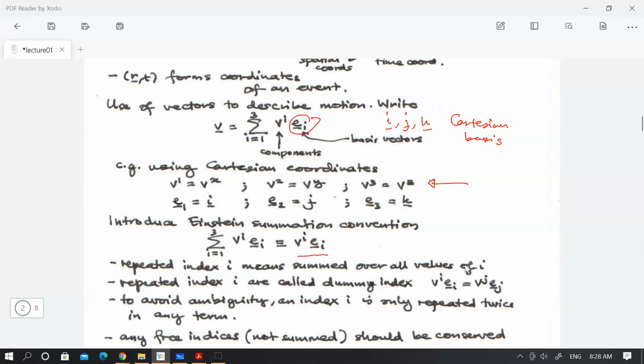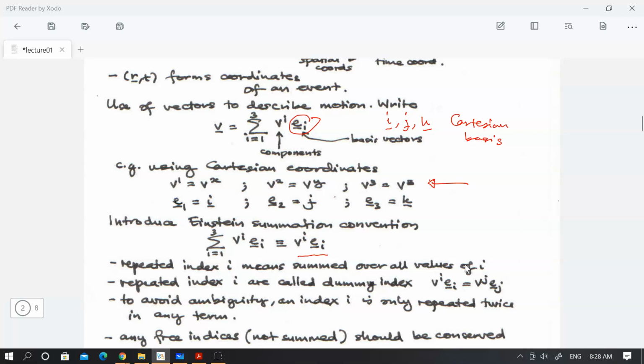If there are more dimensions later on, for example in space-time there will be 4, then this will be a sum over 4. But in this context it's just 3 because we are discussing mechanics.